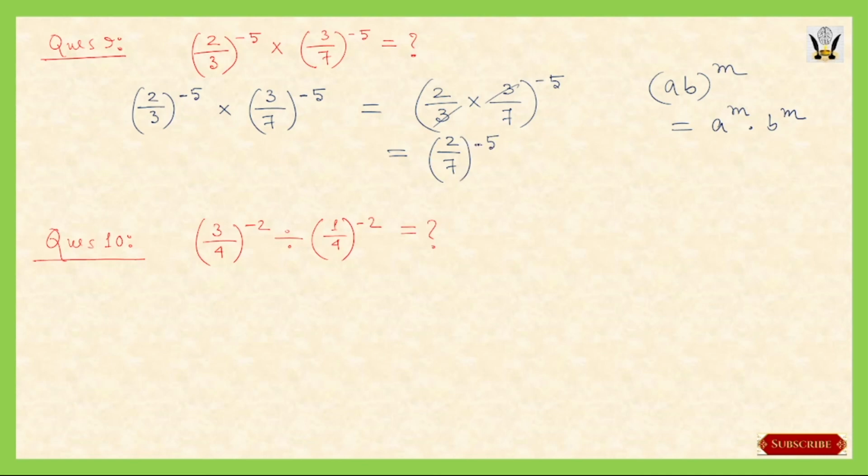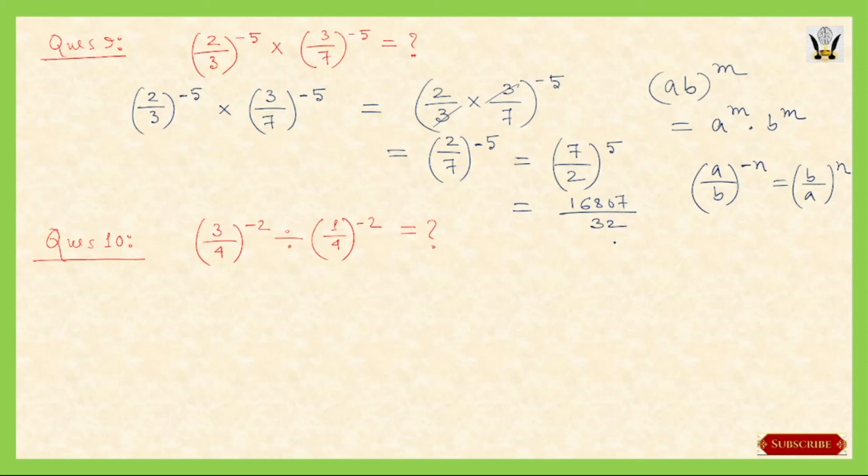We have already seen that if it is (a/b) to the power minus n, then that will be equal to (b/a) to the power plus n. So the final answer will be (7/2) to the power 5. Then 7 multiplied by itself 5 times gives 16807, and 2 multiplied by itself 5 times is 32. So this is the answer.